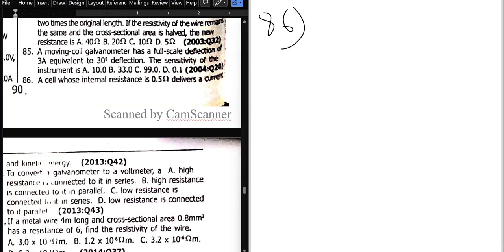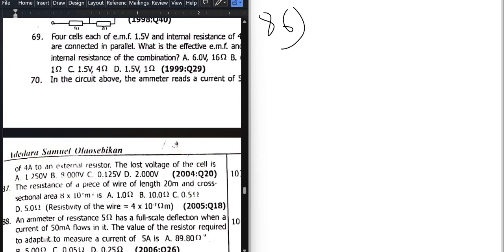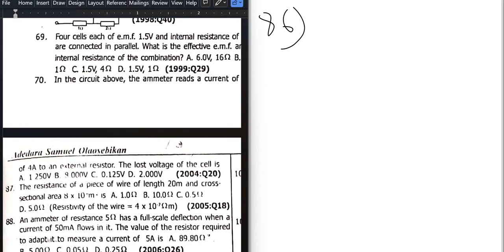86 says a cell whose internal resistance is 0.5 ohms delivers a current of 4 amps to an external resistor. The lost voltage is what? So what we're looking for is lost voltage.